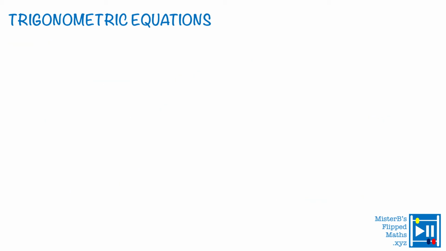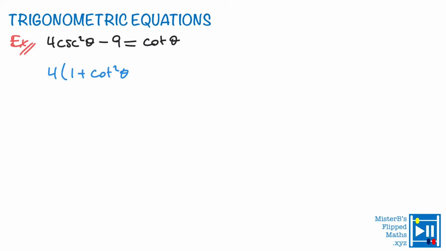This next example requires us to use the trigonometric identity involving cotangent and cosecant. So I'll start converting cosecant to cotangent. So instead of cosecant squared, I'm going to write 1 plus cotangent squared theta here, minus 9 equals cotangent theta. So I have the same trigonometric function at the moment. Expanding brackets, I'll have 4 plus 4 cotangent squared theta minus 9. Now this seems as if I'm going to end up with a quadratic equation if I take cotangent theta to the left hand side.